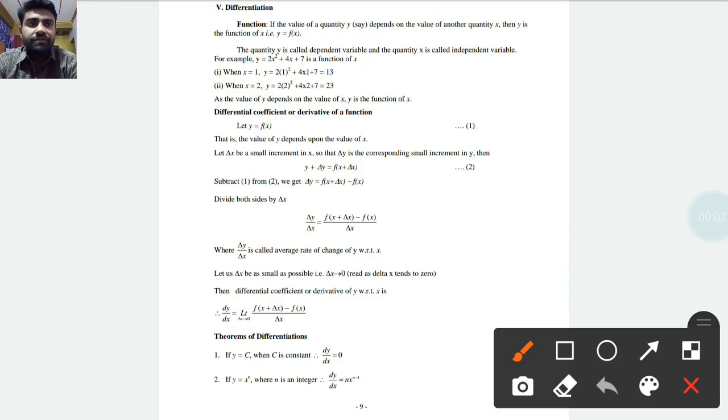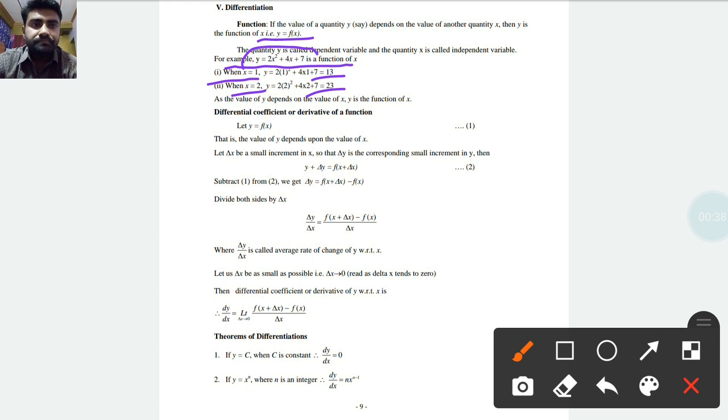Now differentiation. For differentiation, if we have a function y is equal to f of x, for example, y is equal to 2x square plus 4x plus 7. When x is equal to 1, we put 1 in this formula of y, so that will be 13. So when x is equal to 1, y is equal to 13. When x is equal to 2, y is equal to 23.